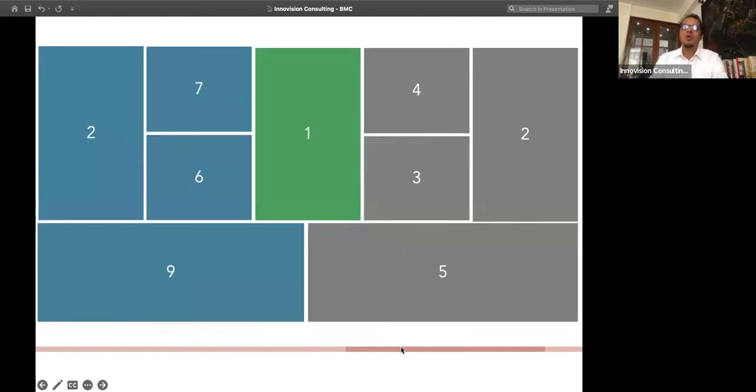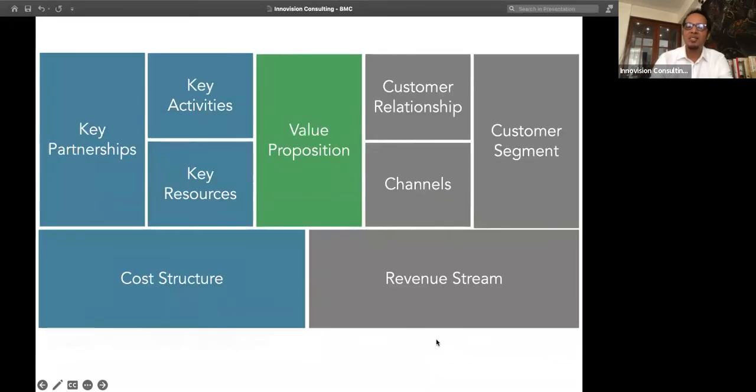Now, you all must have come across this framework. There are 9 elements. Something sits in the middle, and then we have the right side and the left side. So it's very important for us to understand the right side and left side of this framework. The 9 elements, as we know, on the center, we have the value proposition. And then on the right side, the gray areas, we have the customer segments, channels, relationships, and the revenue streams. And on the left-hand side, we have the key partnerships, activities, resources, and cost structure.